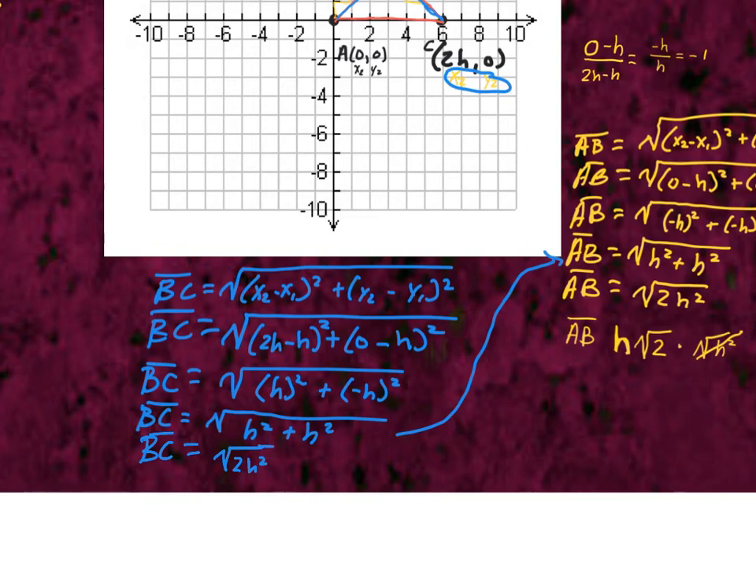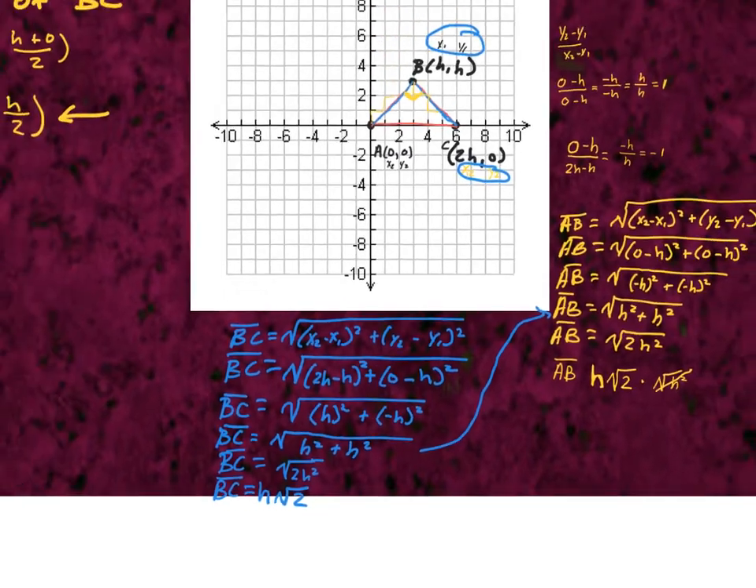I remember I can take out the square root of h squared, which would just be h, and the left-hand side would be the square root of 2. These definitely have the same distance. Now that distance is h times the square root of 2. Without knowing what h is, we can't give an exact number, but they're definitely the same length. They are h square root of 2.